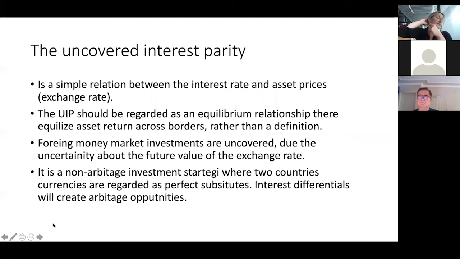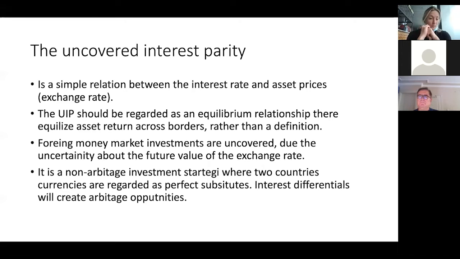So what is this uncovered interest parity? It's a simple relation, or symbol, I don't know what to call it, between the interest rate and asset prices, in this case the exchange rate. And this uncovered interest parity should be regarded as an equilibrium relationship, like the equalized returns across borders, not as a definition. It might not always hold due to things like risk premiums.